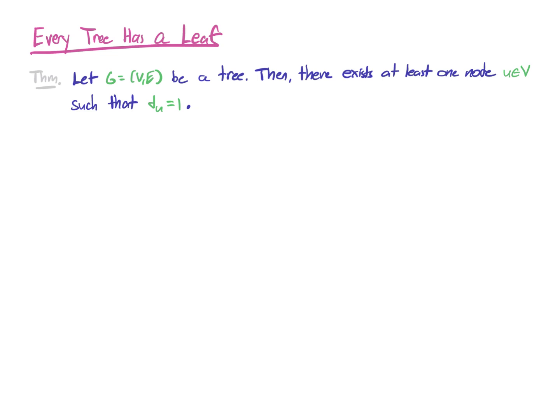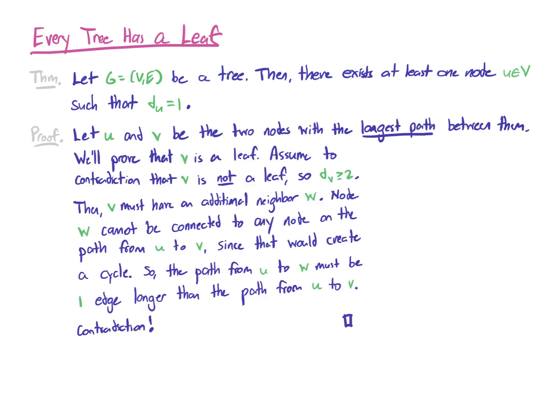So this proof is mostly a proof by picture, but I'm also going to show you the written out version here. Here's the idea. We're going to start with a tree, and we're going to let U and V be the two nodes with the longest path between them. So here's a graph. This graph is indeed a tree. I'm going to look for the two nodes that are farthest apart in terms of path length in this tree. So I'm going to choose node V, which is all the way over here, and then node U.